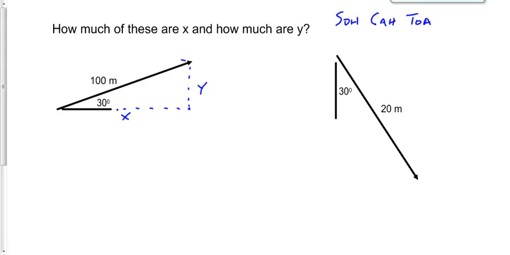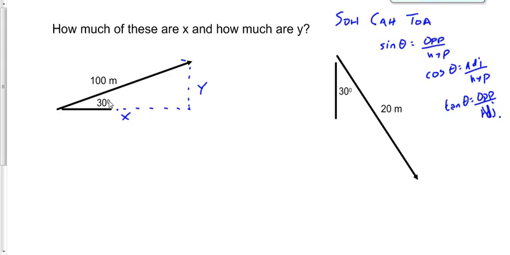Sine theta is equal to opposite over hypotenuse. Cosine theta is equal to adjacent over hypotenuse. And tan theta is equal to opposite over adjacent.